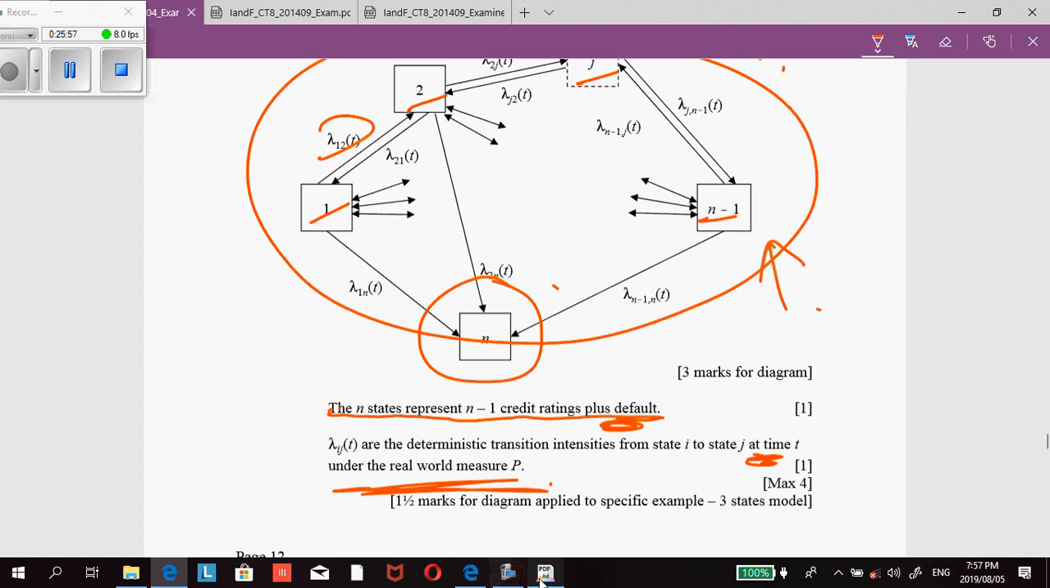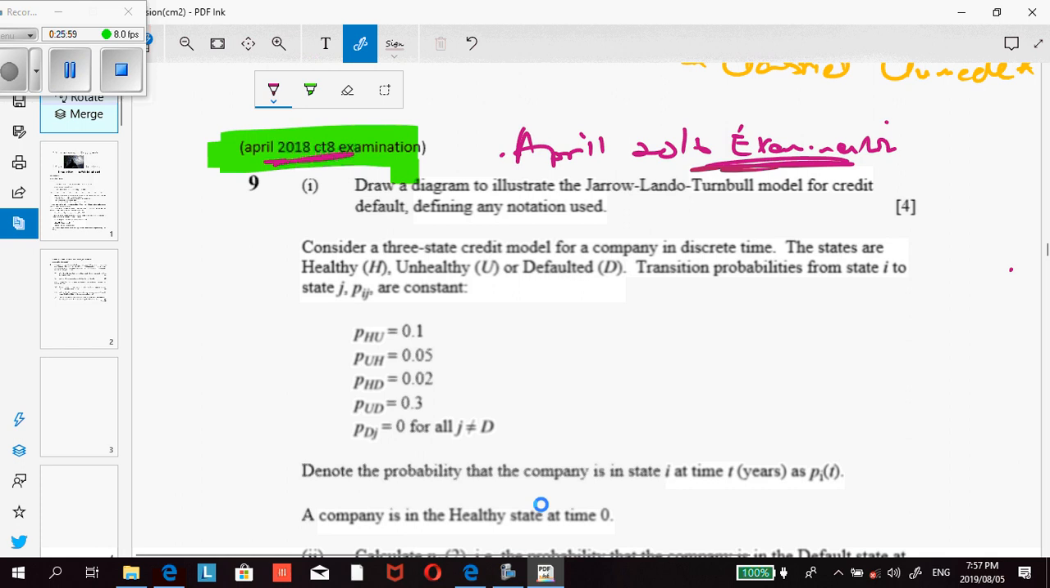Okay, let's go back to our presentation. So I've shown you the answer to this. Obviously, this is your bookwork. You just need to make sure you recall it. Please know it. It is a very common exam question.